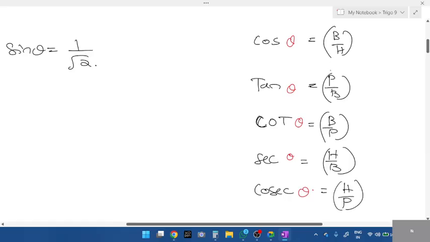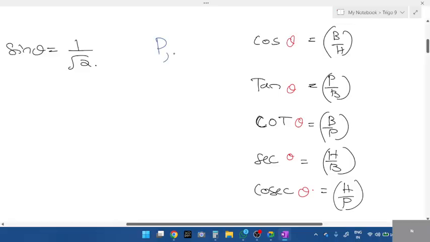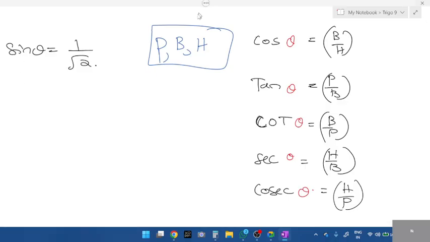In order to find all these values, what are the common things required? We need perpendicular, base, and hypotenuse, right? These are the three things required. Now let us use this formula. In place of sin theta, write the formula. What is sin theta?